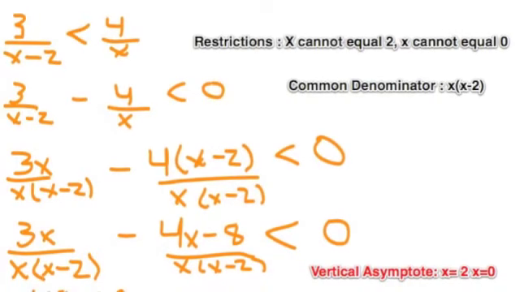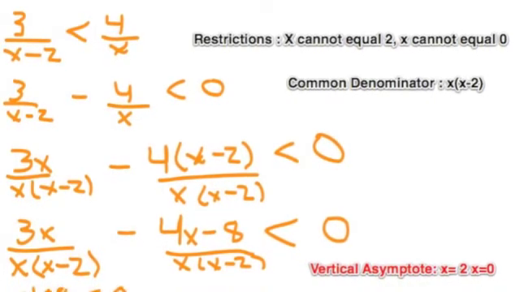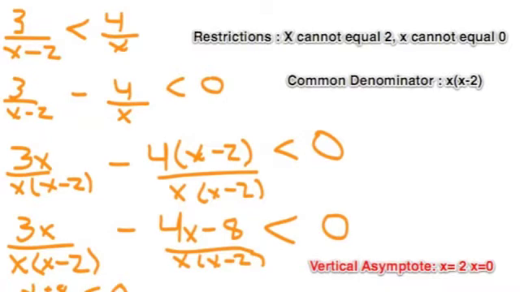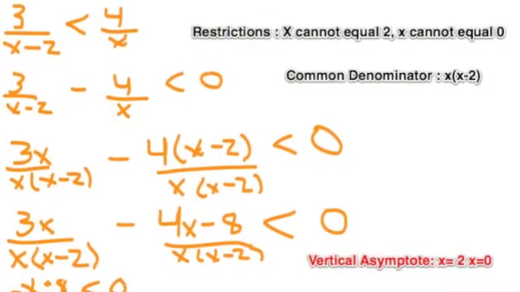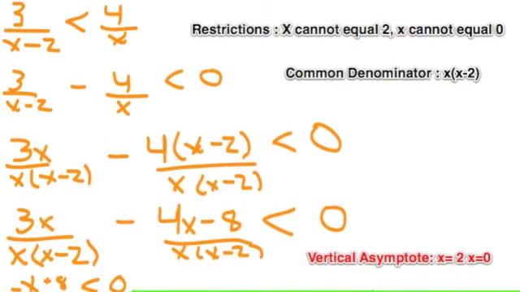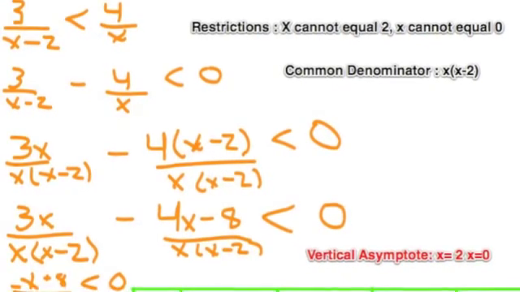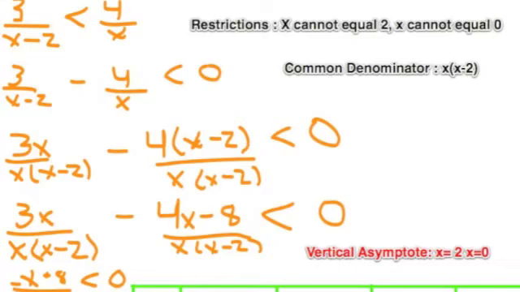For example, if we begin with 3/(x − 2) < 4/x, our first step is to bring everything to one side, so the other side is equal to 0. Next, we have to state our restrictions, which come from the denominator equaling 0, or in other words, the vertical asymptotes, and the common denominator.